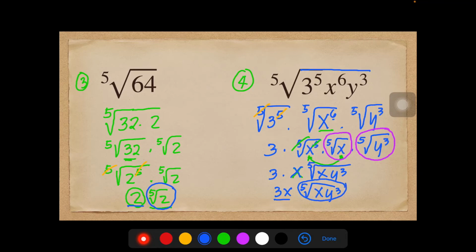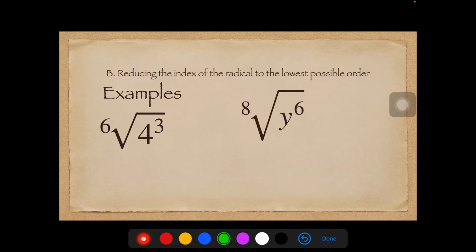And we must also know how to read them as, for this one, we have 2, the fifth root of 2. This one is 3x, the fifth root of xy cubed. Let's move on. For letter B, or the next way on simplifying radicals, we have reducing the index of the radical to the lowest possible order. So we have this particular example.